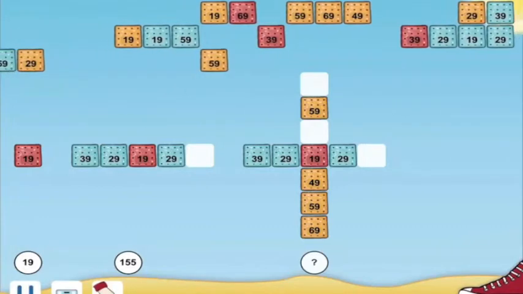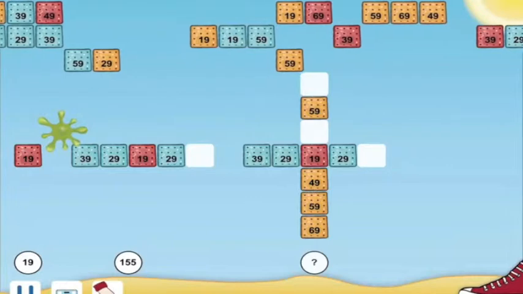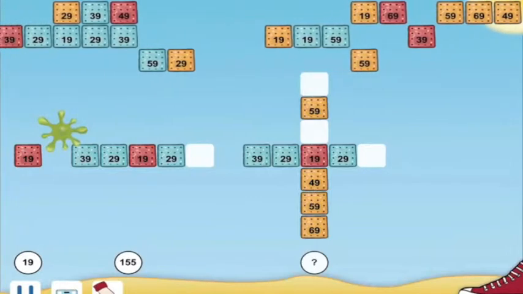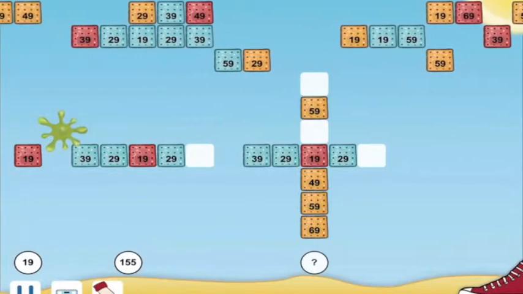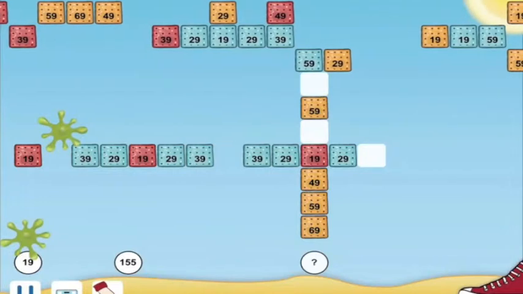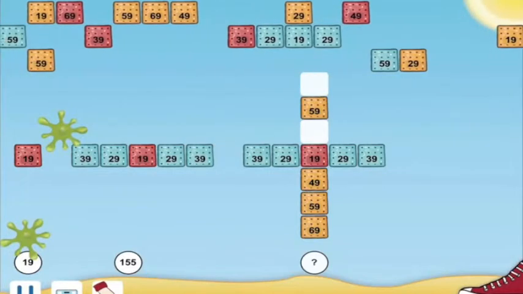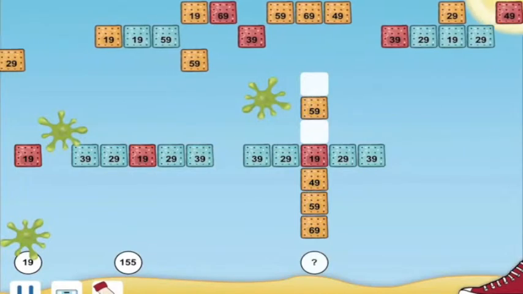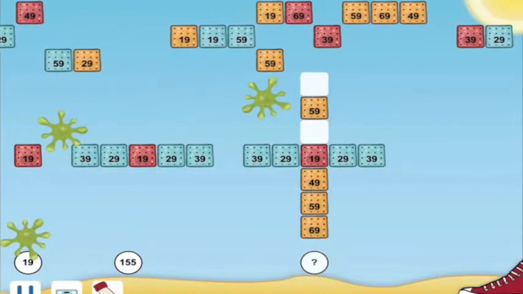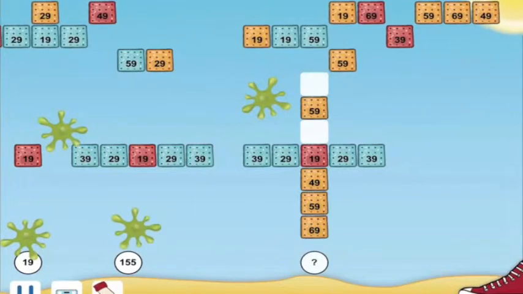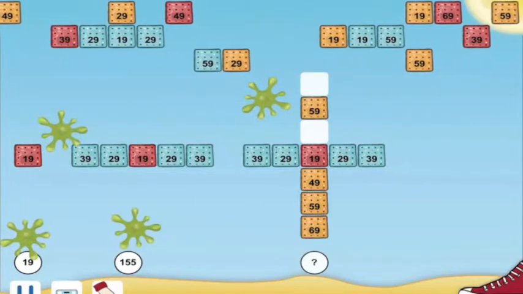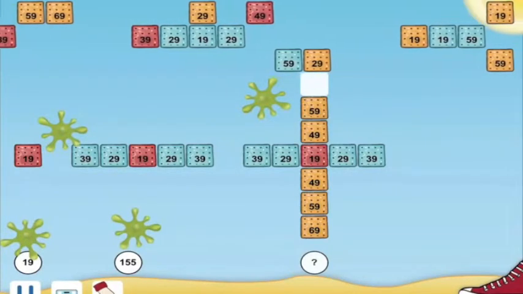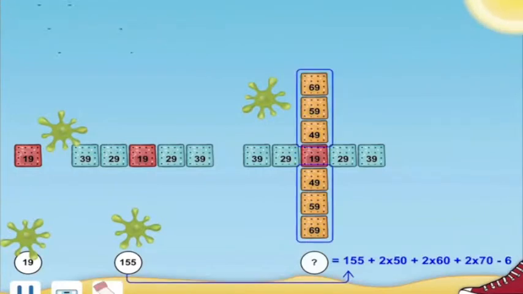We'll focus first on the horizontal. You notice the 19, the red 19 in the middle, 29, 39 to the left, 29, 39 to the right. And now let's go vertically. We notice that below the 19 we have a 49, 59, 69, so we're going by tens. So above the 19 should be a 49, followed by 59, and followed by 69.